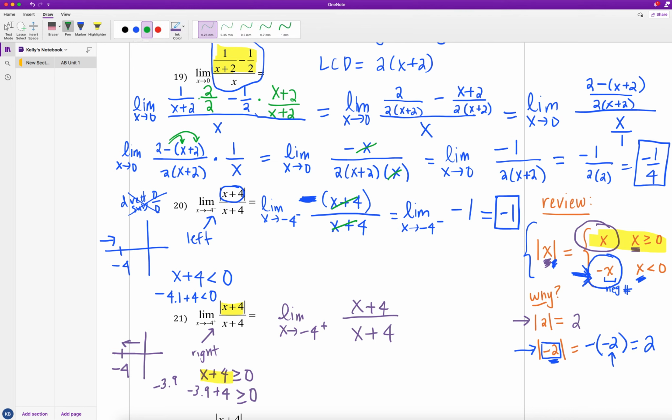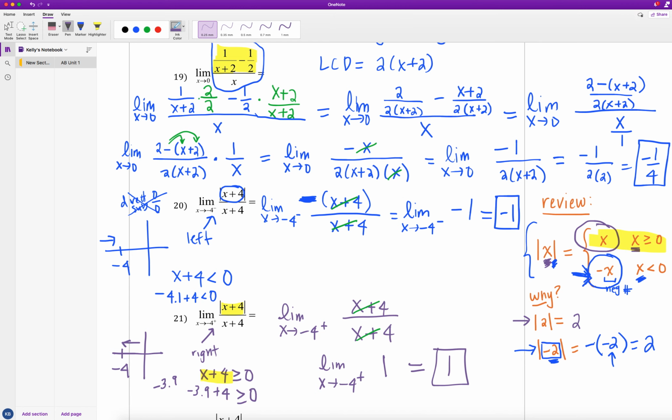Just like we did before, now that the absolute values are taken care of, I can go ahead and cancel those out, and I end up with the limit as x approaches negative 4 from the right-hand side of technically just 1. Again, I'm taking the limit of a constant, that's just going to give me the constant itself, which will be equal to 1.